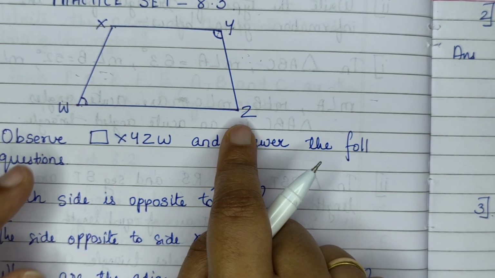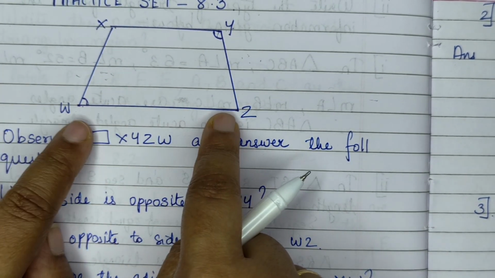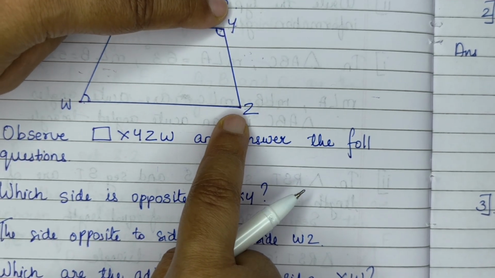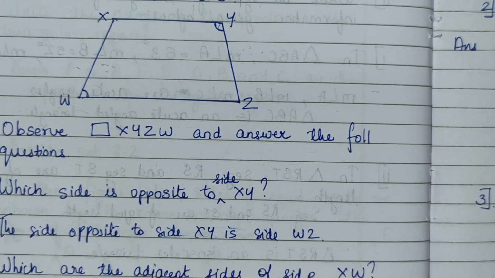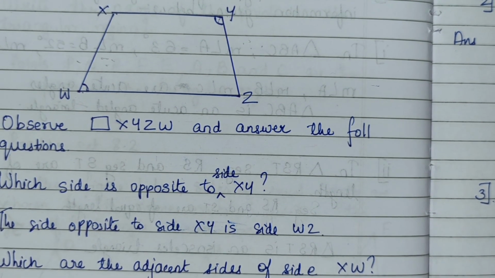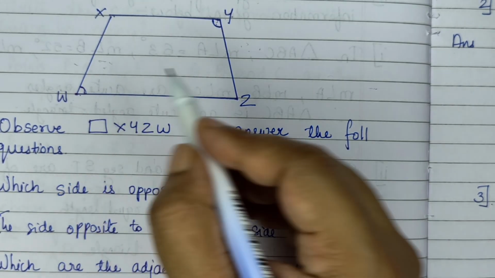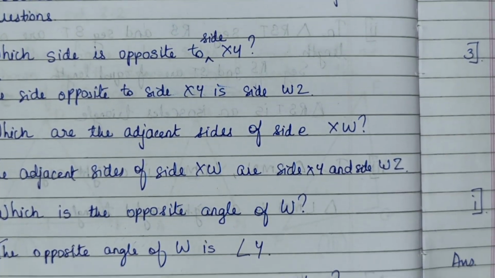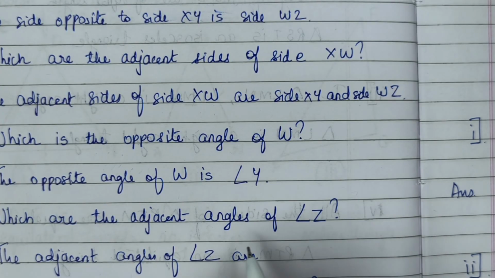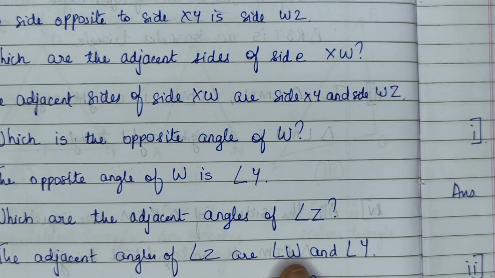Understood? What are adjacent angles? These two angles are adjacent. Why? Because they have a common side. Again, even these two angles can be said as adjacent angles. They have a common side. So, what was our question? Adjacent angles of angle Z. Which is the adjacent angle to angle Z? Z and W, and Z and Y. That means the adjacent angles of angle Z are angle W and angle Y. I told you why they are adjacent, because they have a common side.